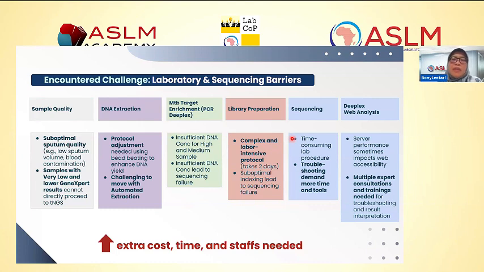And from what we experience now, with the deplex web analysis, when we take the data, the FASTQ files, and upload them to the deplex website, sometimes the server performance is slow and it takes quite long. And then we need multiple expert consultations and training to do this troubleshooting. For example, when samples fail, we cannot really get the FASTQ, or the data is there but it fails in indexing. So we have to do the interpretation somehow manually. We send it to GenoScreen, and then they will give us the result. So all this process actually turned out to be extra time, extra cost, and more staff needed.